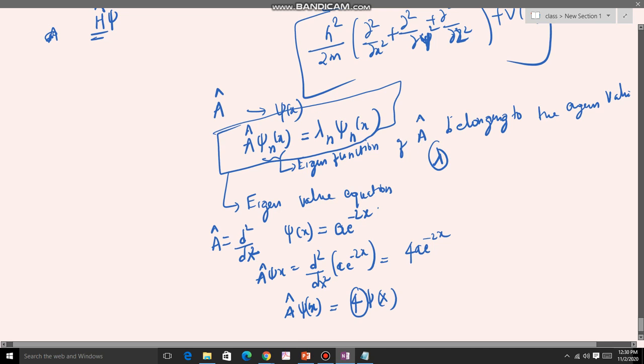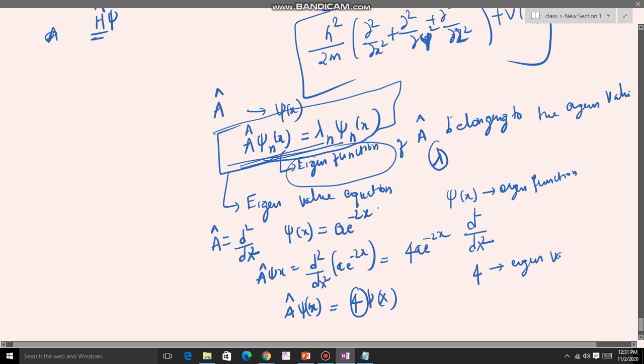See, the functions that we can write in this form are called eigen functions. So here for this example, psi of x is your eigen function, and the operator is d square by dx square. 4 is your eigen value belonging to psi of x. Okay, understood?